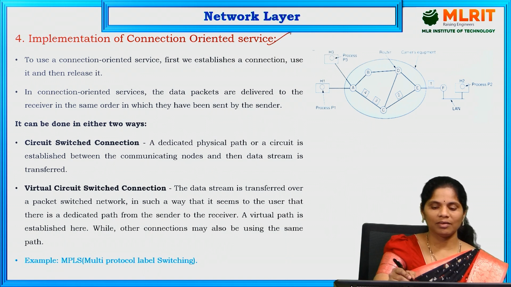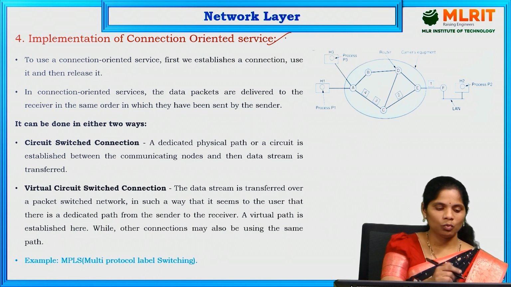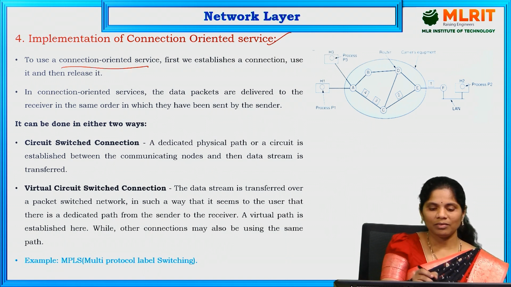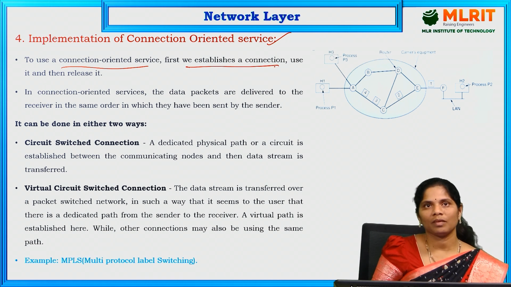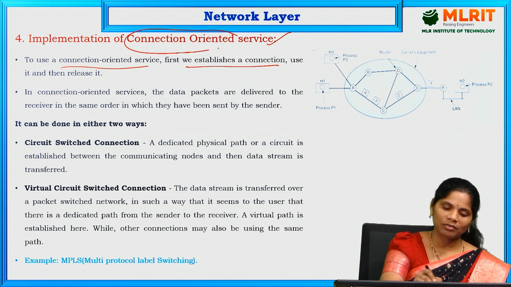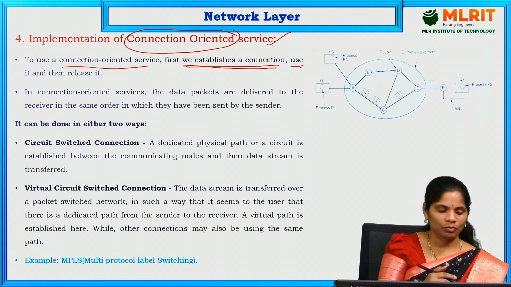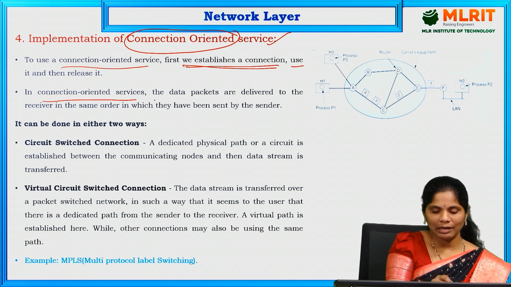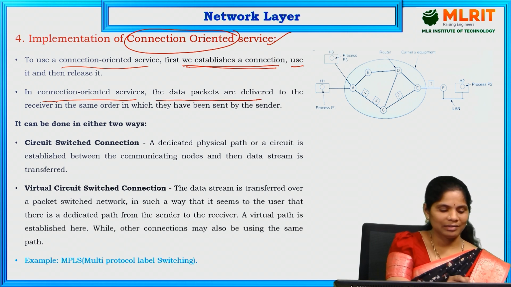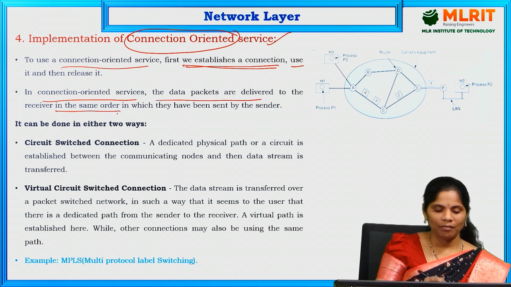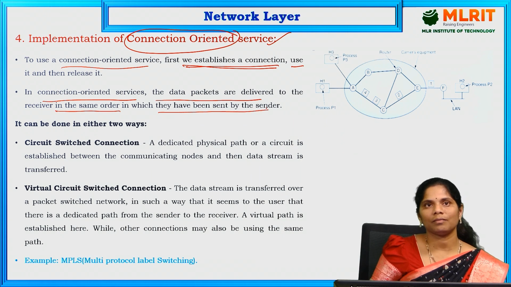And implementation of the connection oriented service. To use the connection oriented service, first we have to establish the connection. It is connection oriented, that's why first we have to establish the connection. Then only does it forward the data. In connection oriented services, the data packets are delivered to the receiver in the same order in which they were sent by the sender, meaning it follows only one way for sending the data.